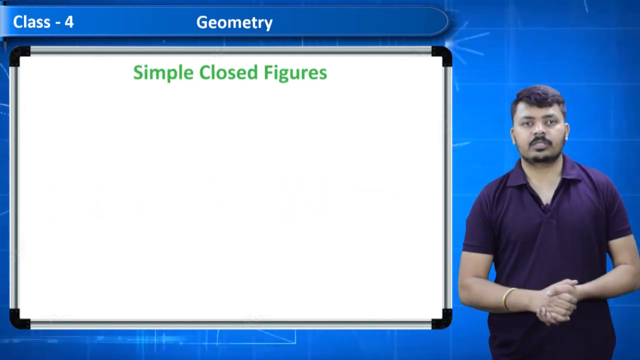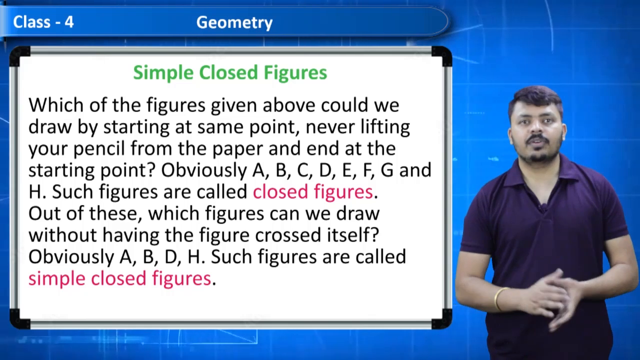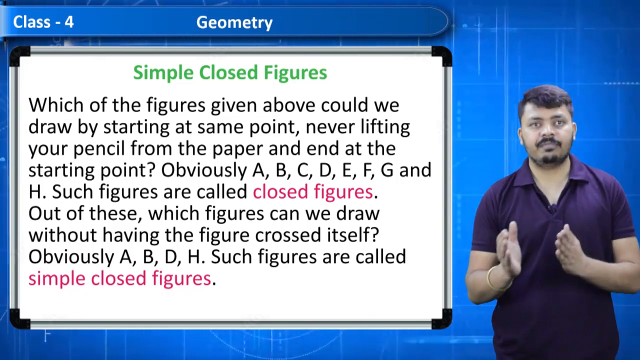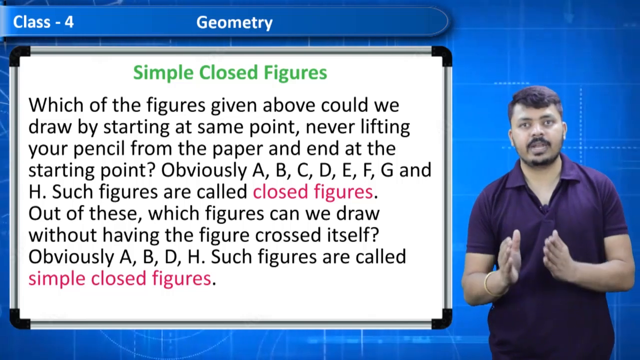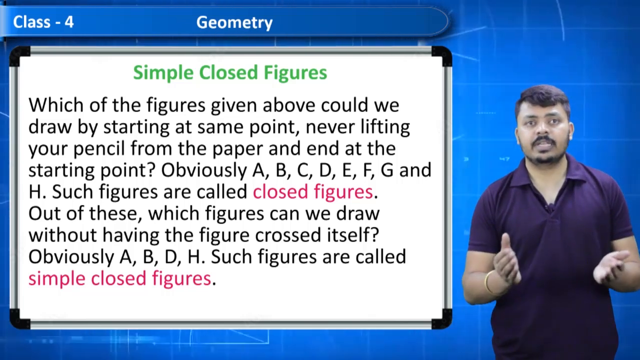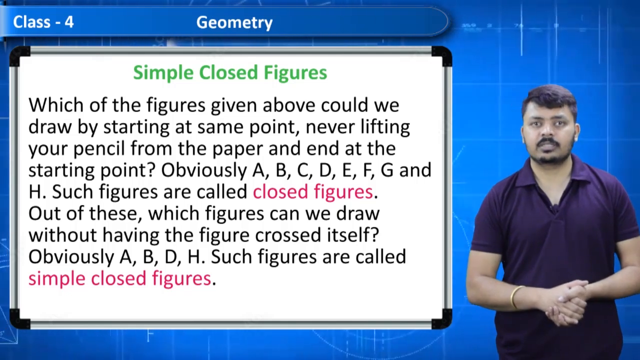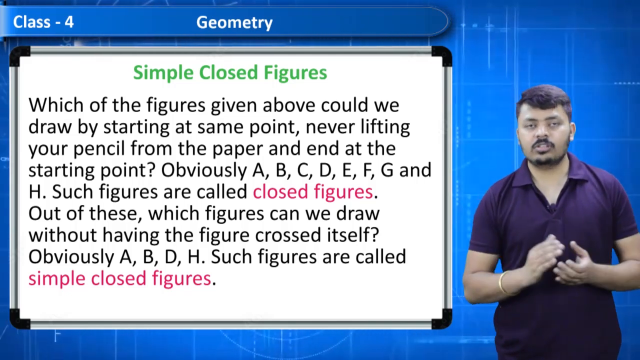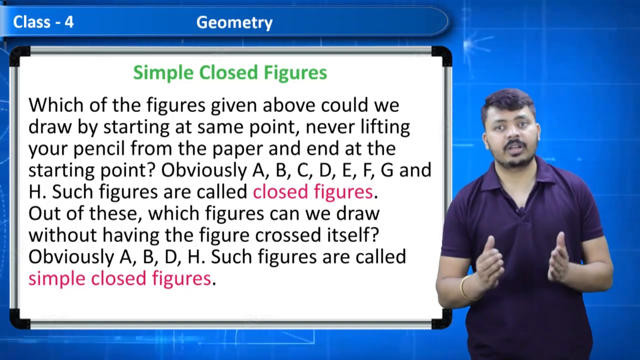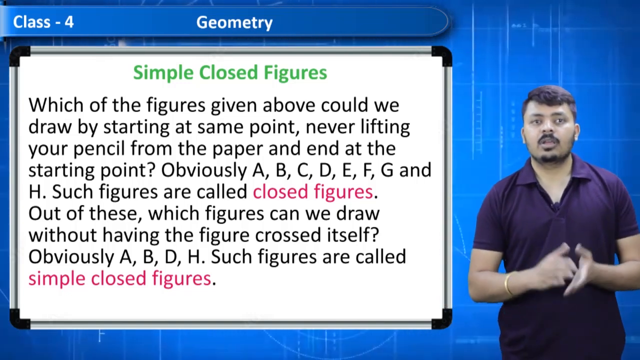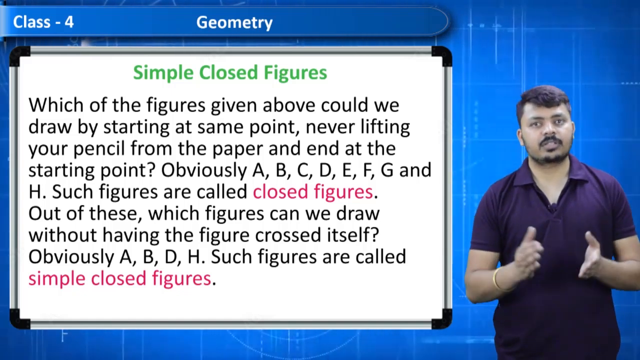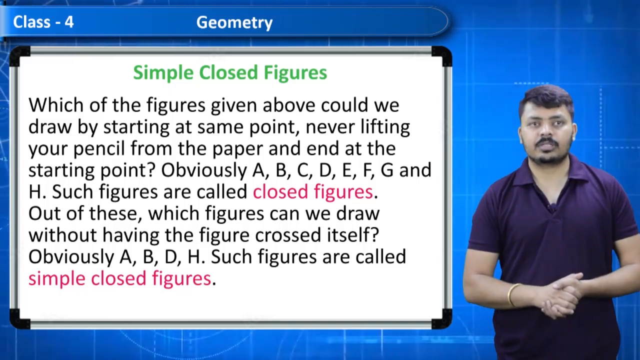Simple closed figures. Look at the following figures. Which of the figures given above could we draw by starting at the same point, never lifting your pencil from the paper, and ending at the starting point? Obviously A, B, C, D, E, F, G and H. Such figures are called closed figures. Out of these, which figures can we draw without having the figure cross itself? Obviously A, B, D, H. Such figures are called simple closed figures.